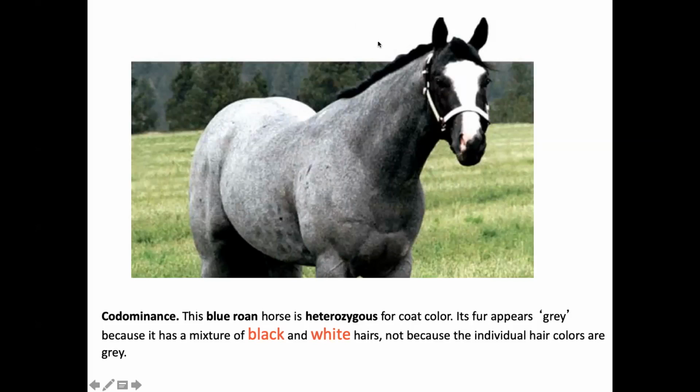Okay, so this is what I mean. You can have this confusion about this particular allelic relationship, whether it's codominance or whether it's incomplete or partial dominance.